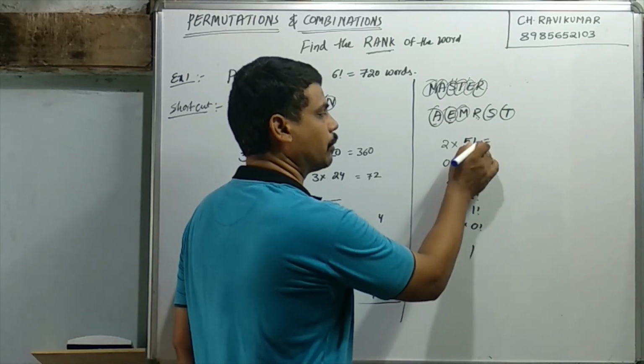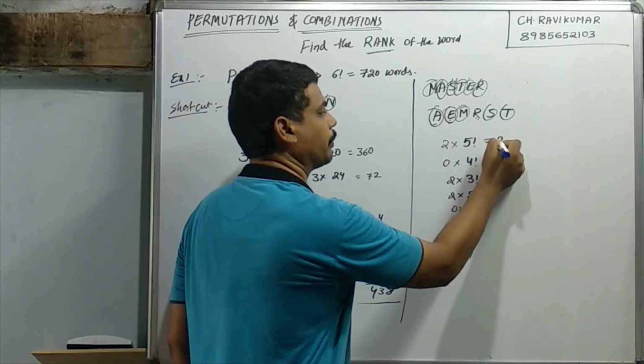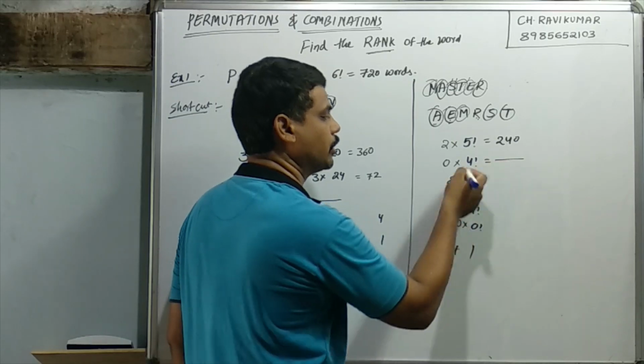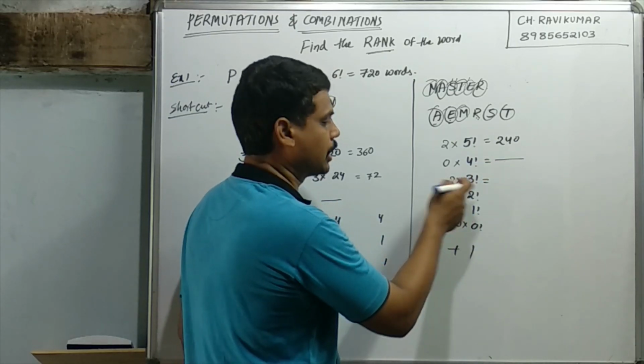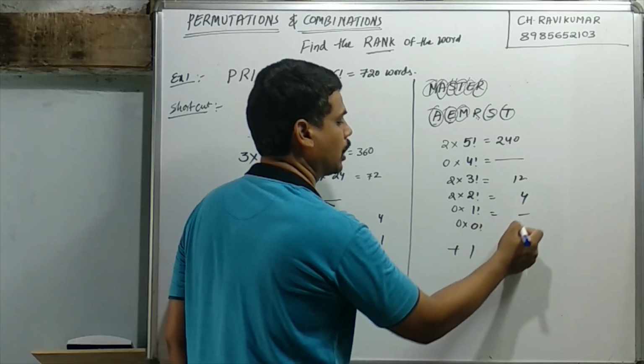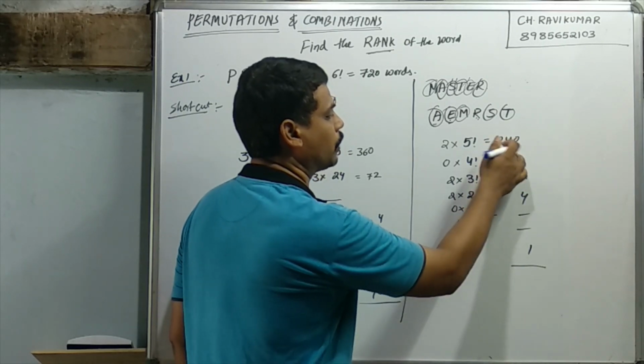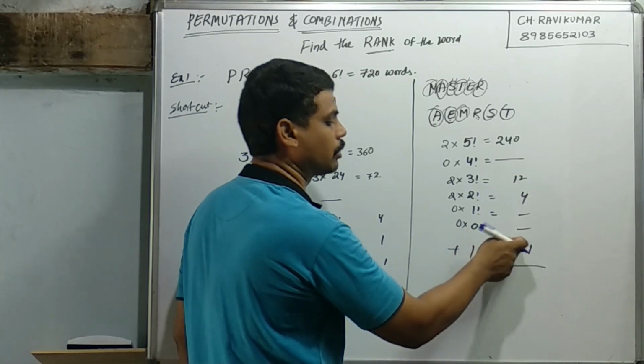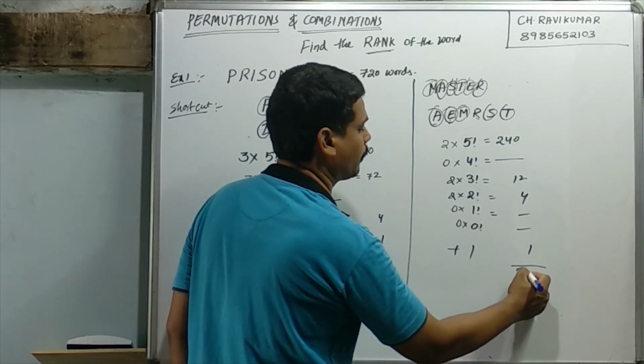So 5 factorial is nothing but 120, 120 into 2 is 240. And this is nothing, 0 will be there. 3 twos are 6, 6 twos are 12, 2 twos are 4. These are all nothing will be there. So 1, 240, 252, 256, 257.